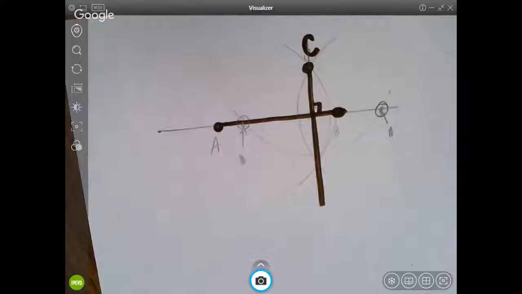Our C on here is not going to be as arched as yours is. Ours is going to be like.